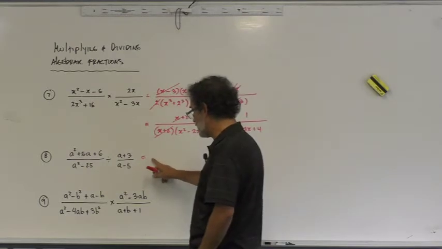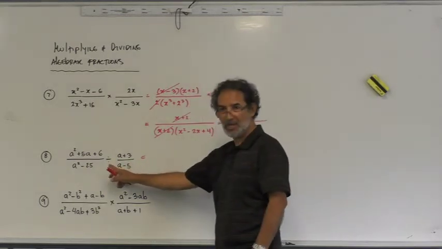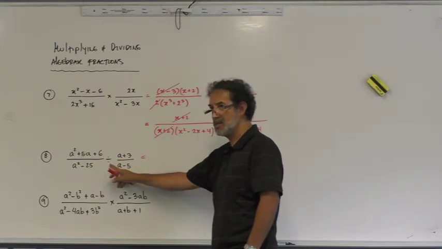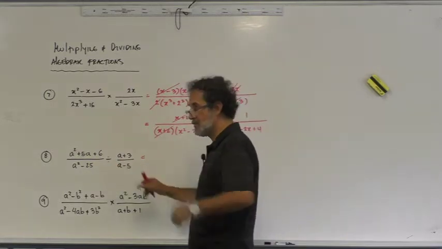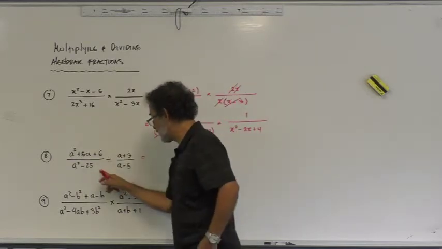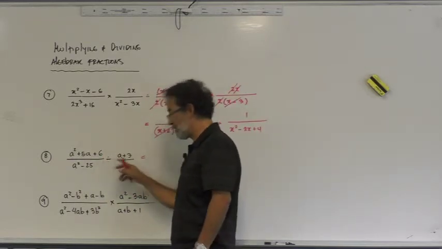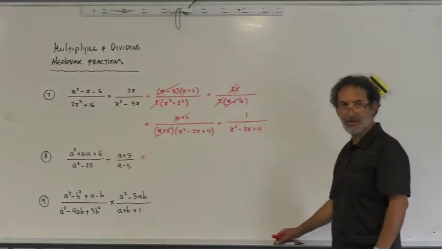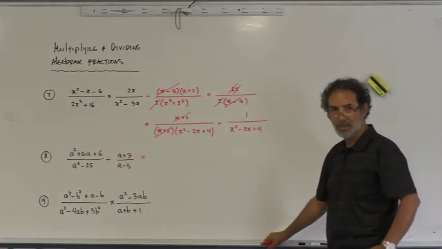All right. Okay, the next question. The next question, this is a multiplication. So this will change to multiplication. But let's go through each one of these fractions. Look at the numerator from the first fraction. What is that?